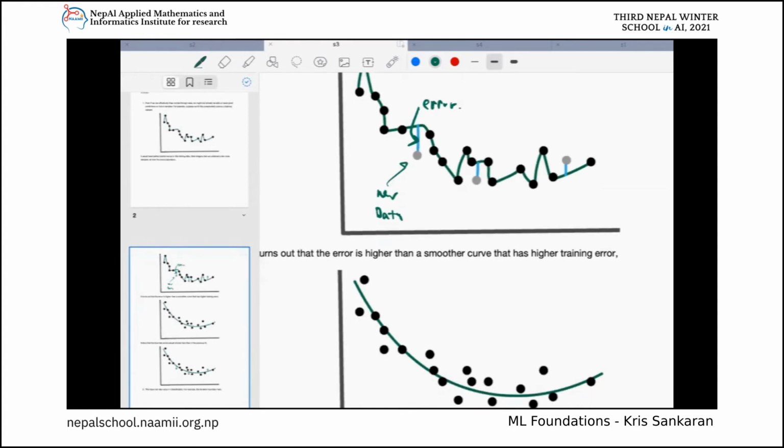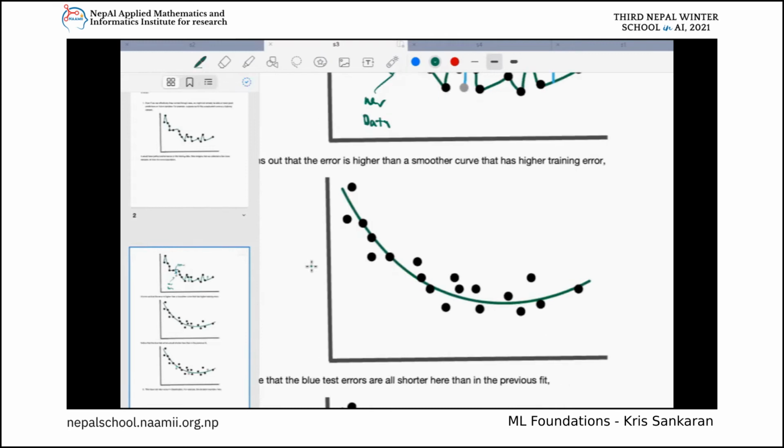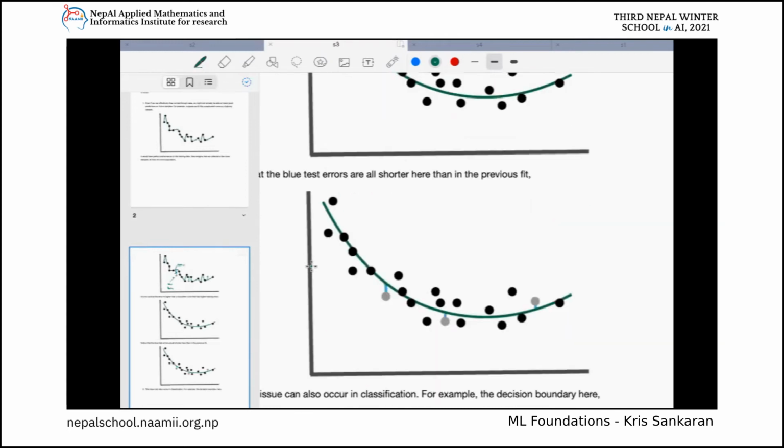But the thing that's really kind of amazing is imagine that we had just drawn a very simple, natural smooth curve, and drawn the same gray points, the same new data. Now, if you compare the new data, the gray points, to the green curve, they are much closer, right? So this is a little bit of a paradox, right?